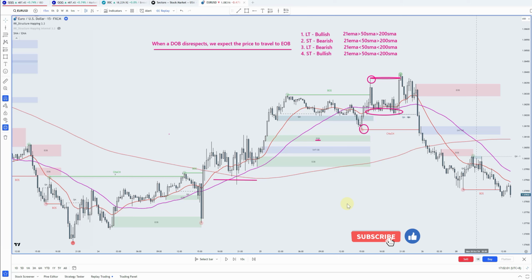If disrespected, then you look for the EOB. If respected, then you look for the breakup structure. And how do we know it is respected? If you are only shorter term bearish, 50 is still above the 200, but 21 is below the 50. You are shorter term bearish, not longer term bearish. So it means possibly this will be respected at some point. Then you wait. Once this short term bearish turns into longer term bullish here, that is your bullish trade for another breakup structure. So rather than buying here, the safest trade is here.